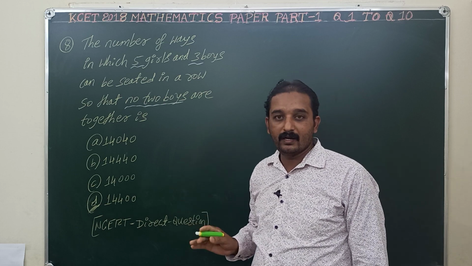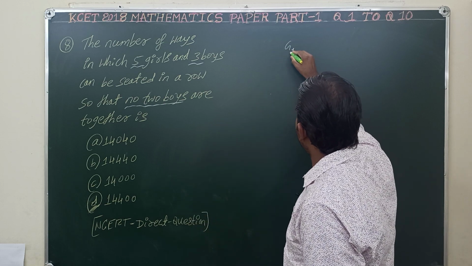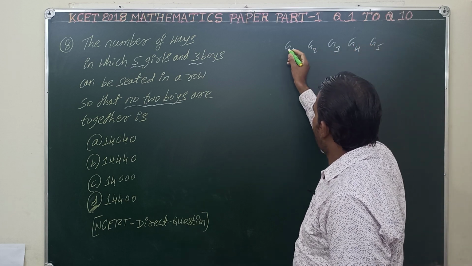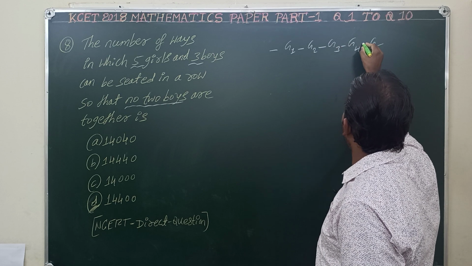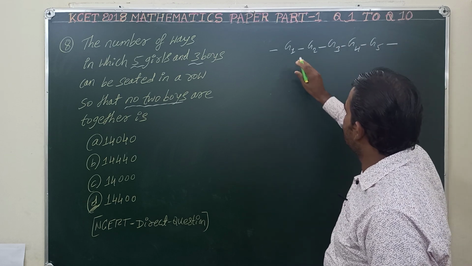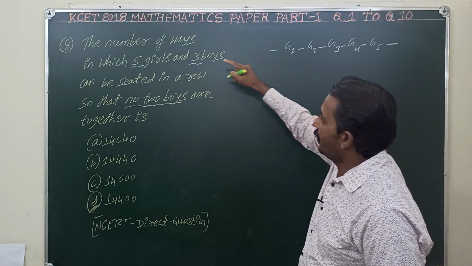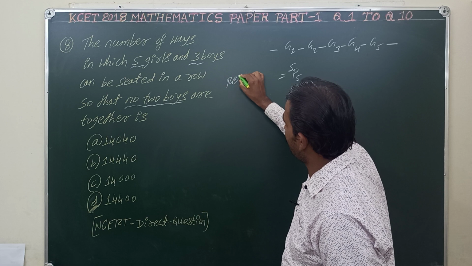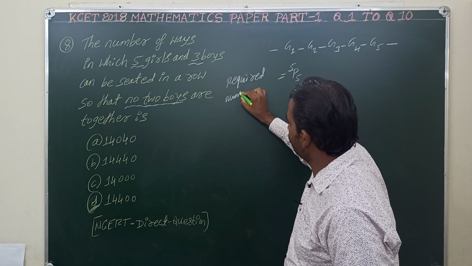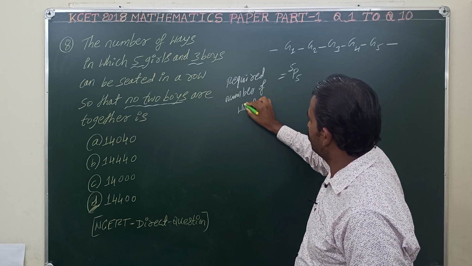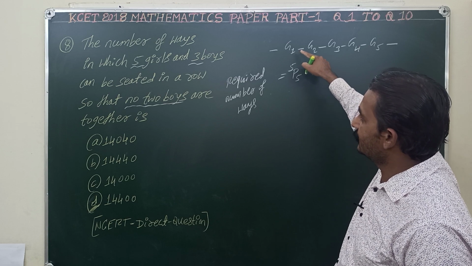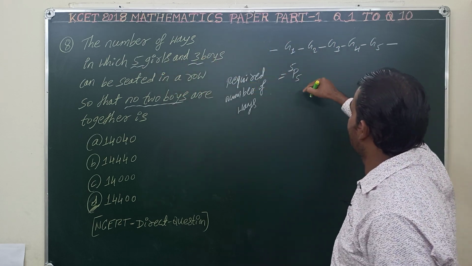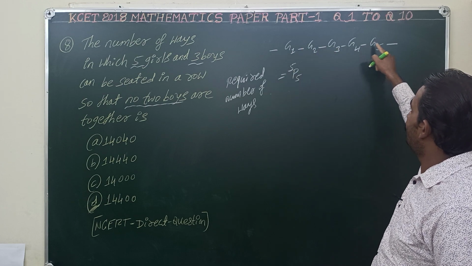I am solving this question by the gap method. 5 girls are there, G1, G2, G3, G4 and G5. In between them the boys are seated. So 1, 2, 3, 4, 5, 6 places are available for boys. First, the arrangement of girls: how many girls are there? 5, so 5P5 ways. The required number of ways: we can find the number of ways of arranging the girls, which is 5P5 ways using the 5 girls. Then there are 6 places for 3 boys.